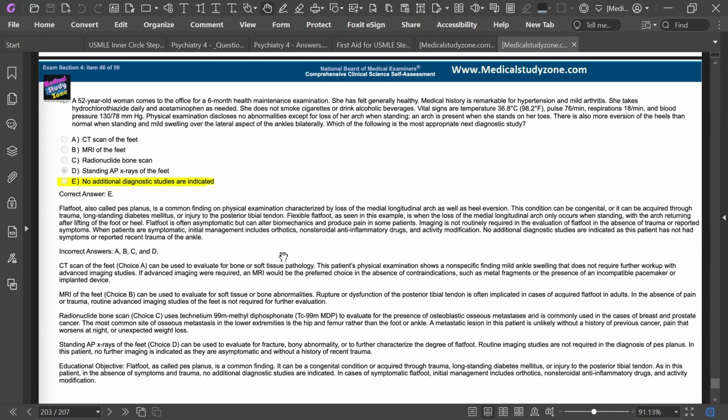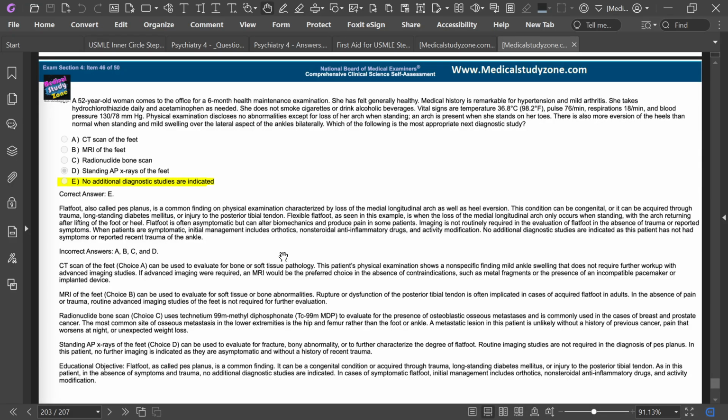This condition may be congenital or it can be acquired through trauma, long-standing diabetes, and injury to the posterior tibial tendon. Flexible flat foot, as seen in this example, is when the loss of the medial longitudinal arch only occurs when standing, with the arch returning after lifting the foot on the heel. Flat foot is often asymptomatic but can alter biomechanics and produce pain in some patients.